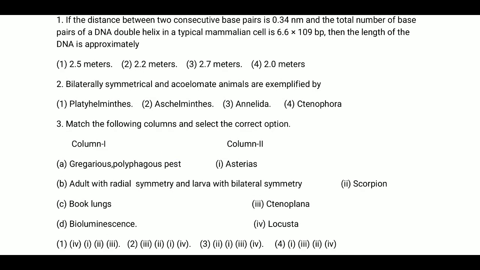Then bilateral symmetrical and acoelomate animals are exemplified by Platyhelminthes, Aschelminthes, Annelida and Ctenophora. So if you talk about Ctenophora, they are acoelomates, but they are not bilateral symmetrical. They exhibit radial symmetry. Annelida, they are true coelomates and they are bilaterally symmetrical, so it is not the answer. Aschelminthes are pseudocoelomates, not acoelomates, so it's not the answer. Platyhelminthes is the first phylum which are acoelomates. They don't have any coelom, but they exhibit bilateral symmetry. So the right answer is 1, Platyhelminthes.